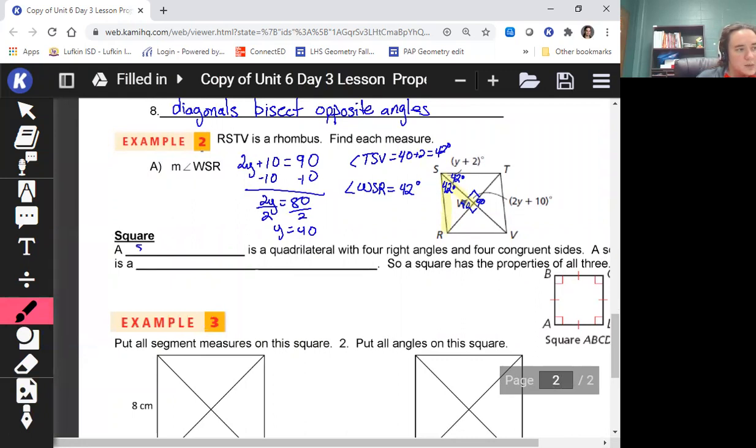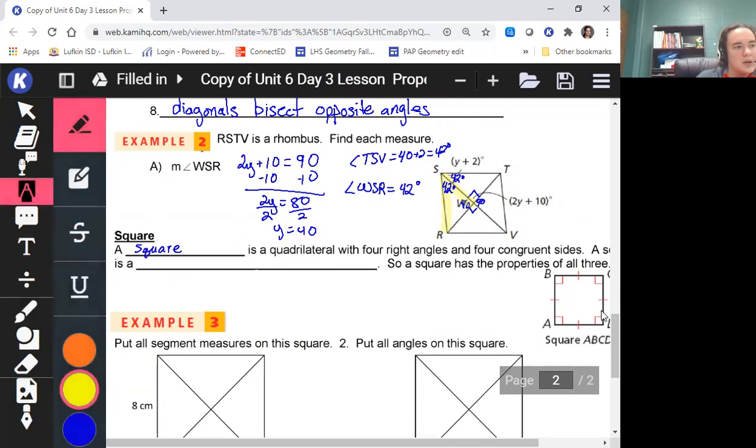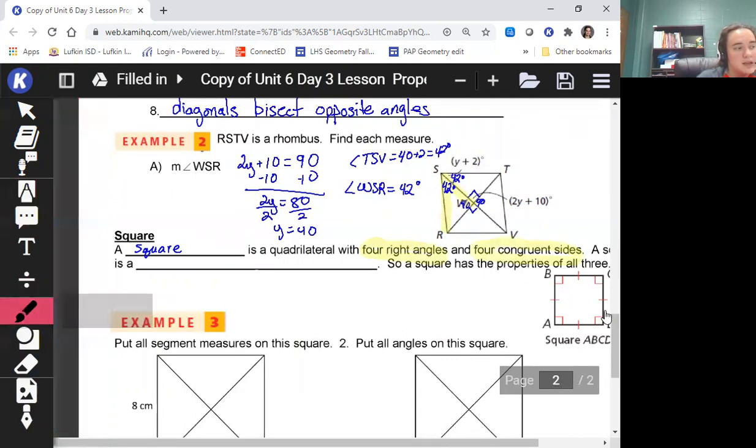Next up, we're looking at a square. And a square is a quadrilateral. Again, this time it has 4 right angles and 4 congruent sides, which means that it is both a rectangle and a rhombus, as well as a parallelogram. So it's got the properties of a rectangle, a rhombus, and a parallelogram.